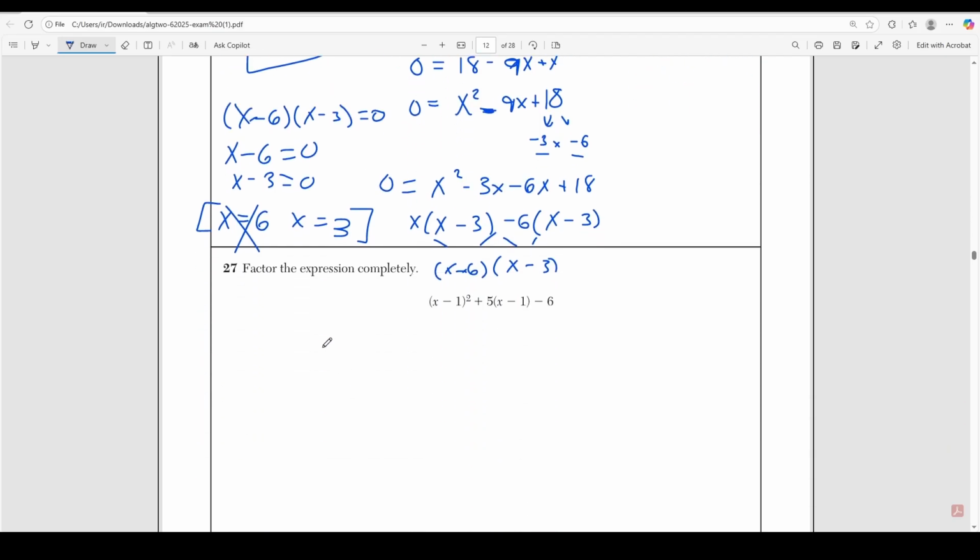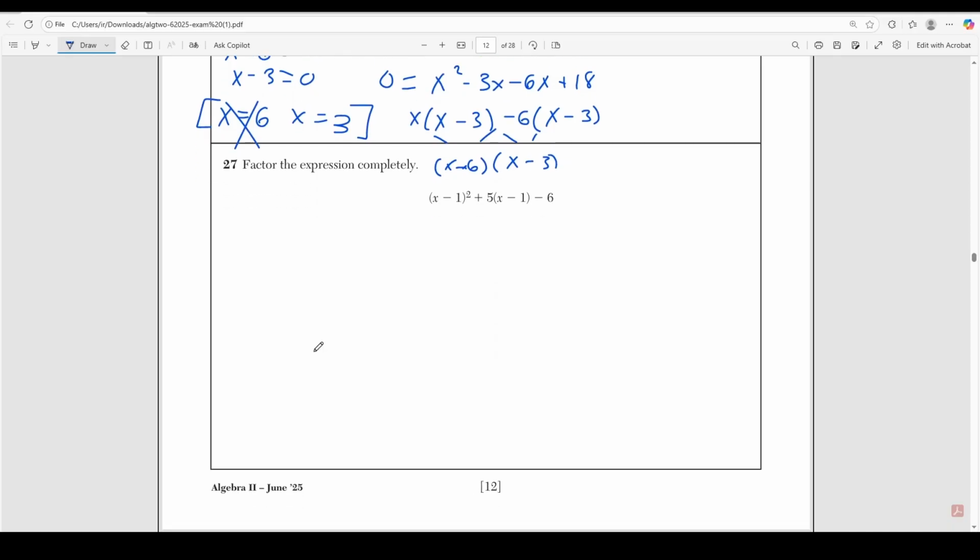So number 27 asks us to factor this expression completely, so we're going to have to combine all the like terms here. Again, we have x minus 1 squared, so I'm going to rewrite that as x squared minus 2x plus 1. Over here, I'm going to distribute the 5, so that's plus 5x minus 5, and here I'm going to just slap on that minus 6.